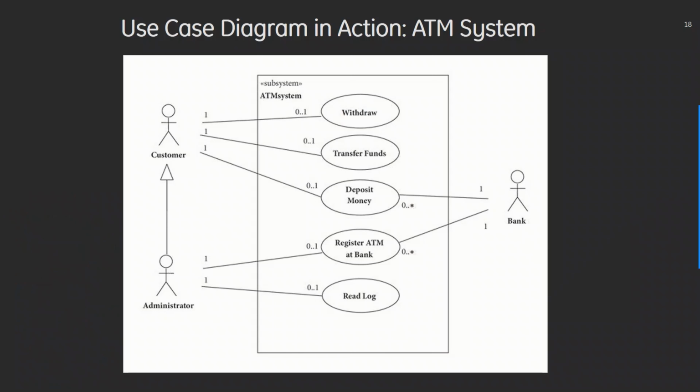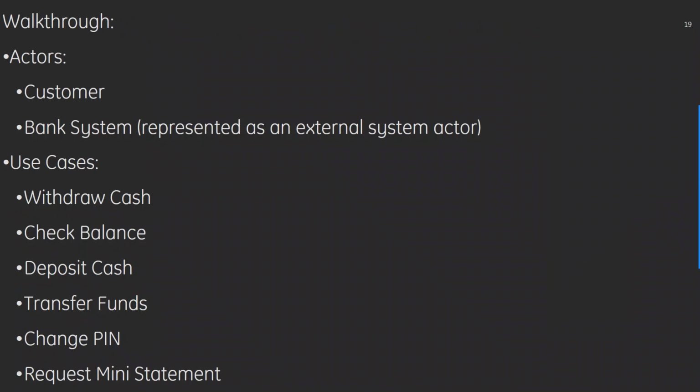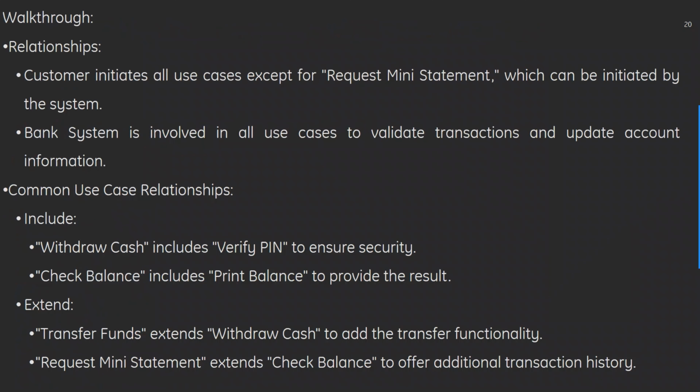So it's clearly given a customer, an administrator, what the procedure is and who the final person connecting is, which is the bank. Walking through it, firstly we have actors such as the customer and the bank system, which is represented as an external system actor. The use cases are withdraw cash, check balance, deposit cash, transfer funds, change the PIN, and request mini statement. Then we have the relationships.